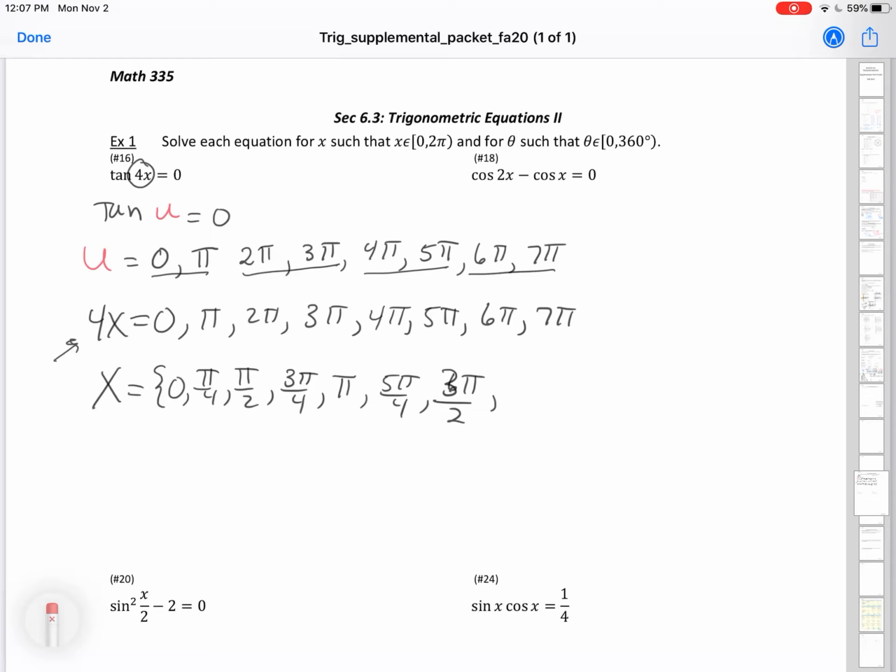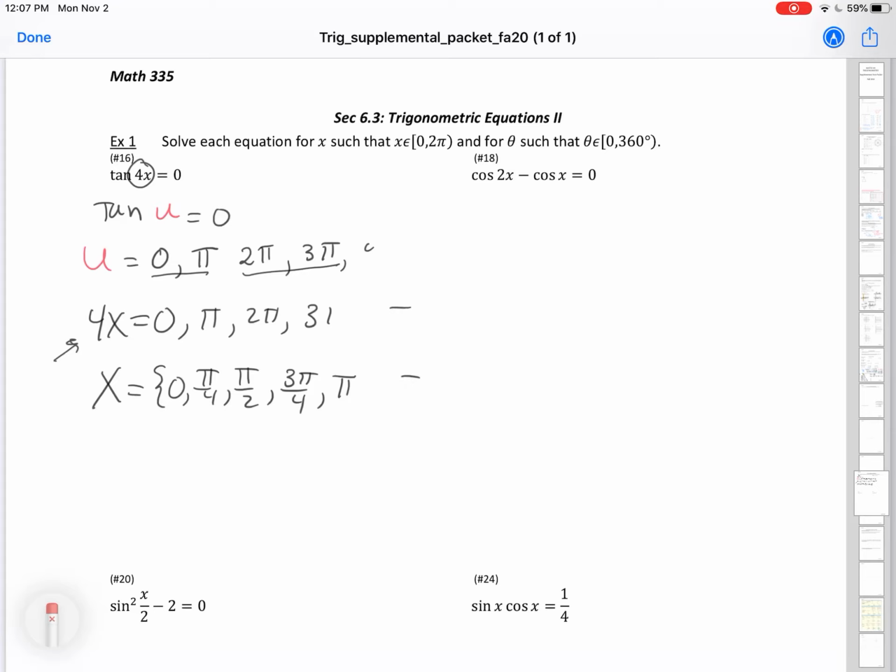Again, please take a look at what the book's going to suggest to do. So I'm going to erase this, otherwise we're going to run into some issues solving this next one with space. So take a look at the next one while I'm erasing this. It's cosine of 2x minus cosine x is equal to 0.